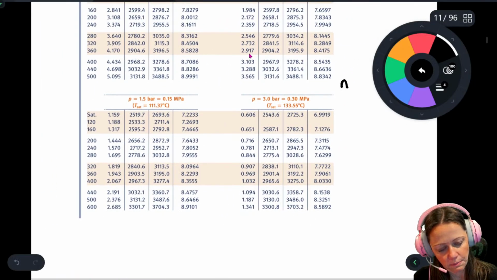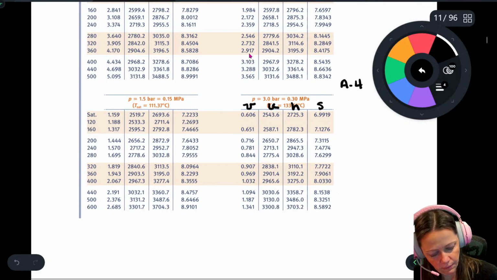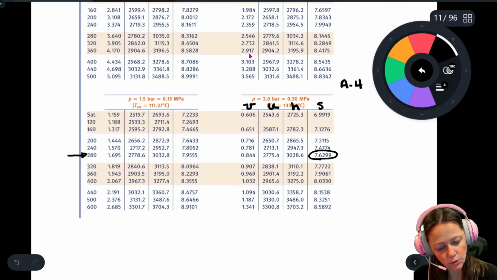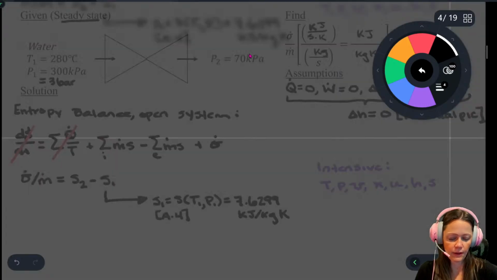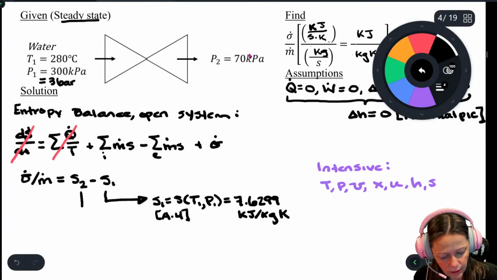This is at the bottom of table A4, and I've zoomed in here. So this is the column for specific volume, internal energy, enthalpy, and entropy. 280. Here we go. 7.6299. So that's perfect. And if I look over here, I can see that at state 2, I know the pressure, but I don't know anything else.